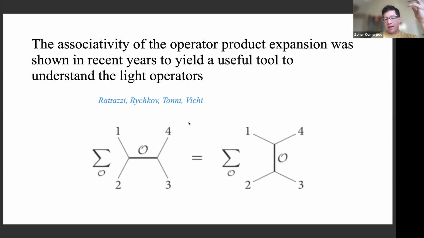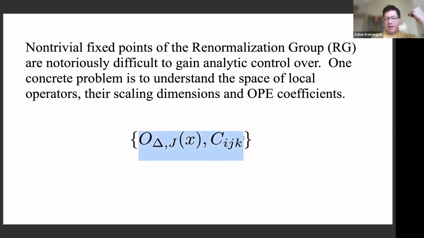The main idea here, which also, like 15 years ago or so, has become something that you can do in numerics. So people now know how to attack the problem of finding this data via numerics, and it's a useful numerical algorithm for operators which are sufficiently simple, so their delta and J are small enough.